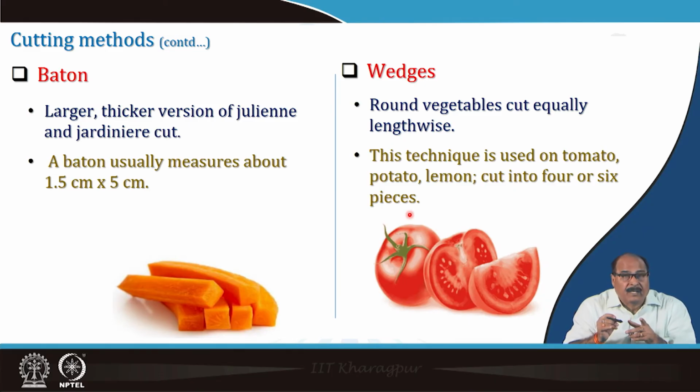Then baton, it is a larger, thicker version of the julienne and jardinière cut. A baton usually measures about 1.5 centimeter to 5 centimeter. Wedges are round vegetables cut equally lengthwise. This technique is used on tomato, potato, lemon, which are cut into 4 or 6 pieces, as you can see in the figure here.